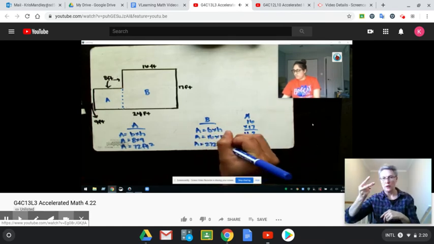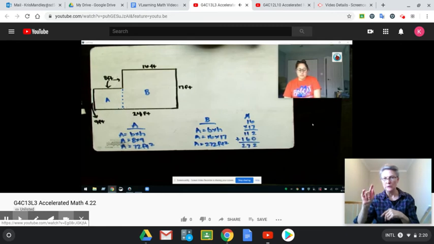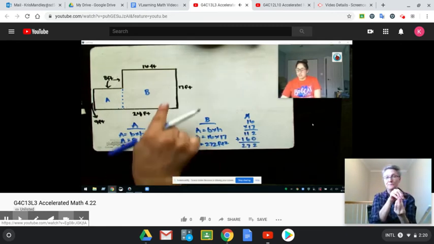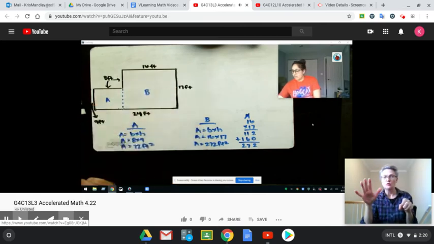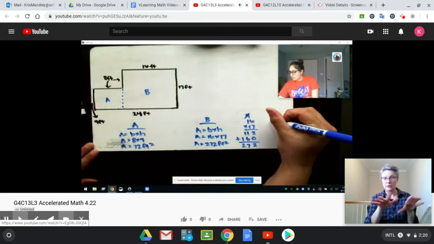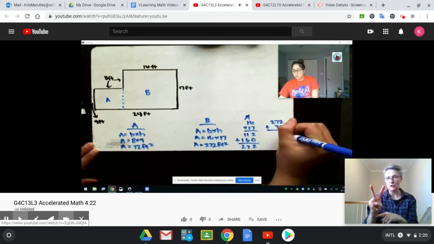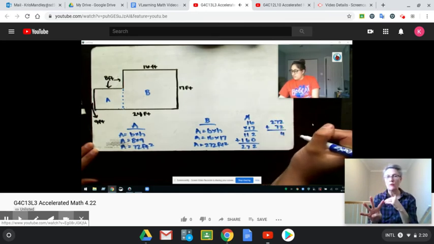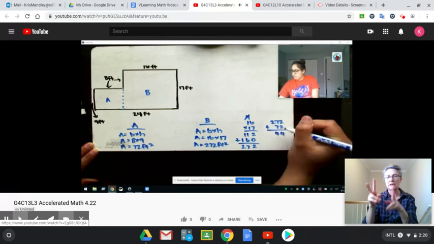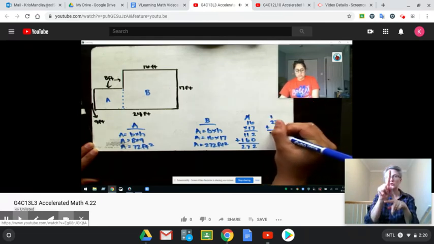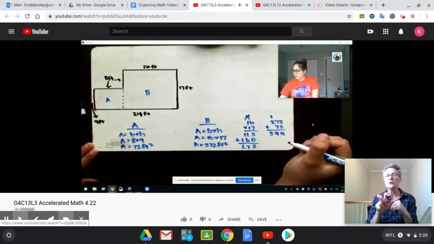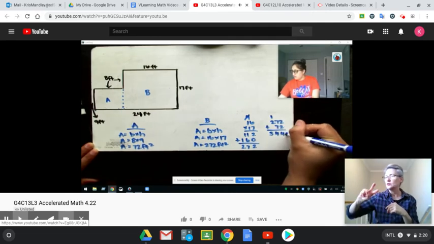My units are still feet squared. So now I can take these 2 areas and add them together because again, I'm trying to find that total combined area. If I do that, I get 272 plus 72. 2 plus 2 is 4. 7 plus 7 is 14. And 2 plus 1 is 3. So I get 344 feet squared.